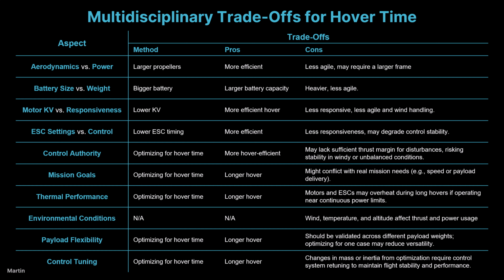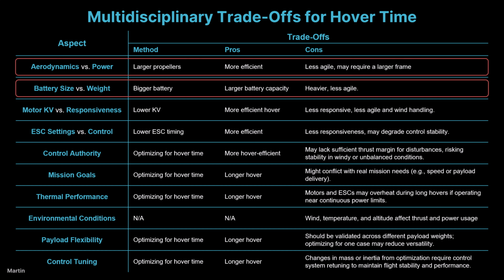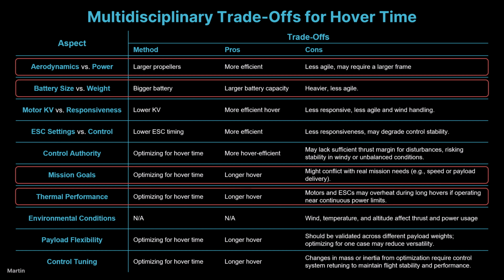To be more specific, hover time is influenced by multiple subsystems: electrical, mechanical, aerodynamic, and environmental. Optimizing it requires careful balancing of trade-offs across disciplines. For example, increasing battery capacity may extend hover time but adds weight, which in turn increases power consumption. Larger propellers can improve efficiency, but may reduce maneuverability and increase structural demands. Reducing payload improves flight time, but may compromise mission objectives. Motor and ESC selection affects both energy efficiency and thermal constraints.